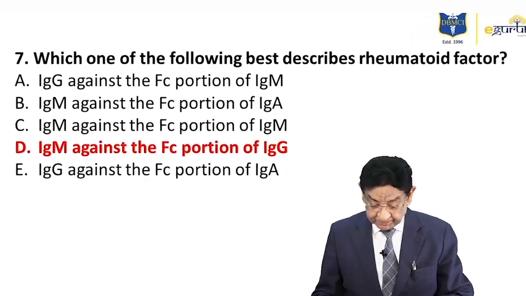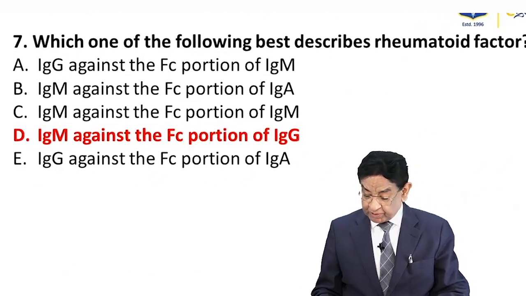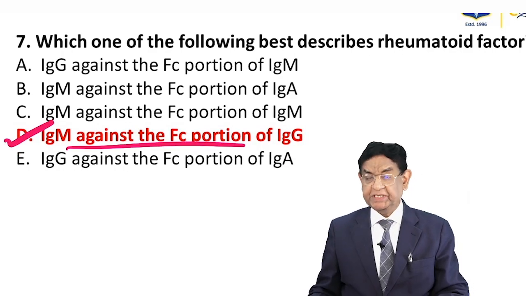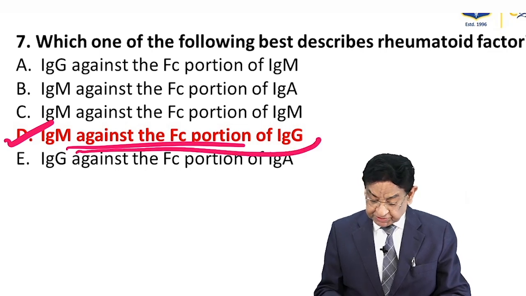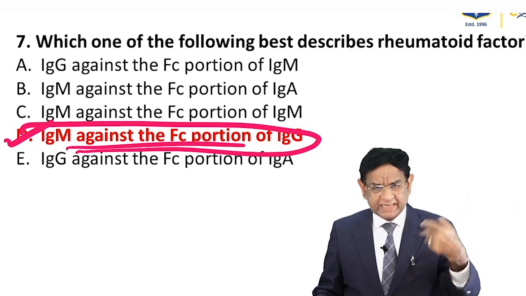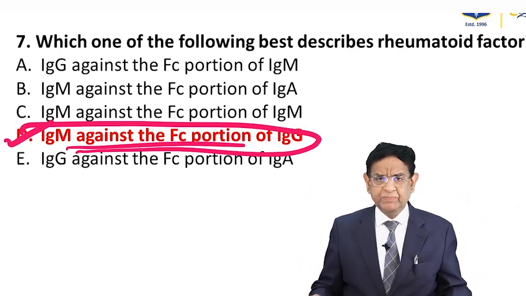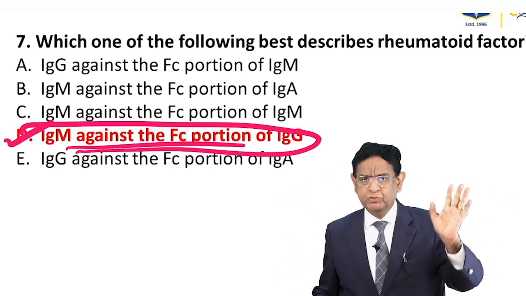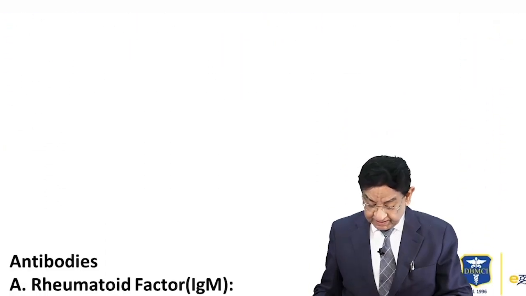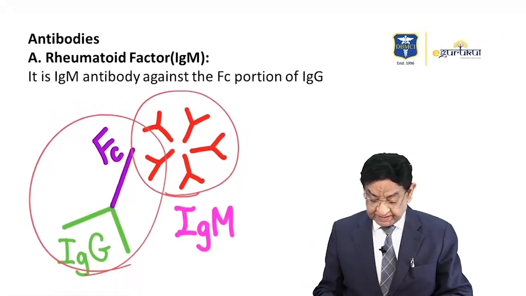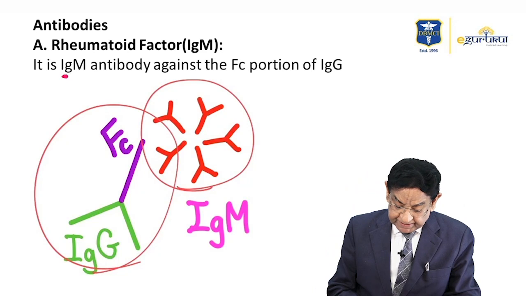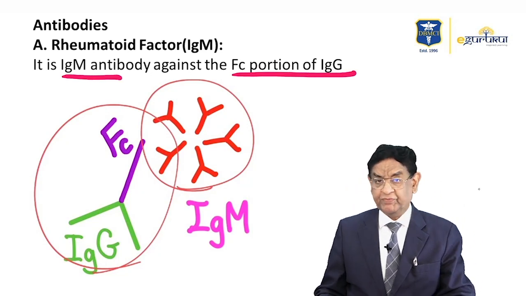Question 7. Which one of the following describes the rheumatoid factors? It is IgM against the FC portion of IgG. This is a universal question. Anybody who appears for any exam, even in MRCP part 1 and MRCP 2, they will ask this question. It is such an important question. So let's read more about the basic concept. Once I tell you this, you will not forget. It is an IgM antibody against the FC portion of IgG.